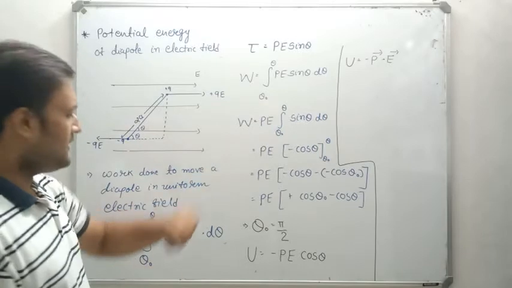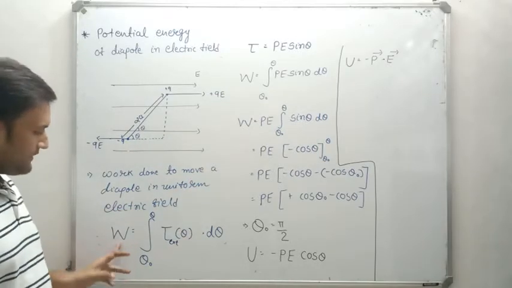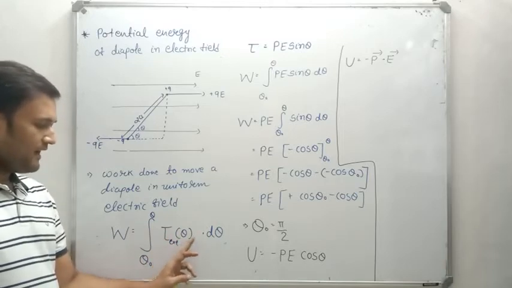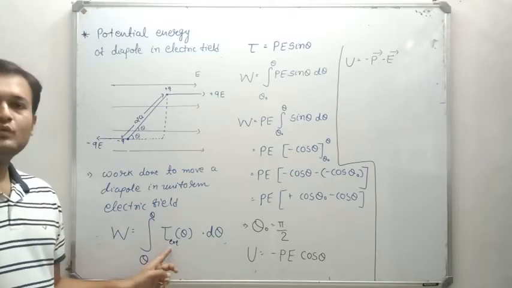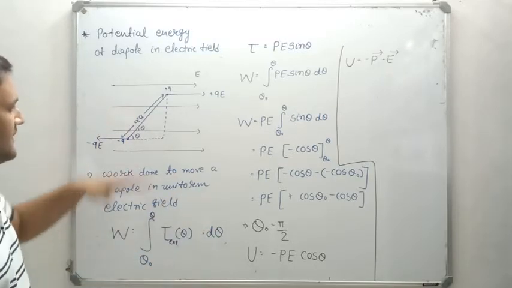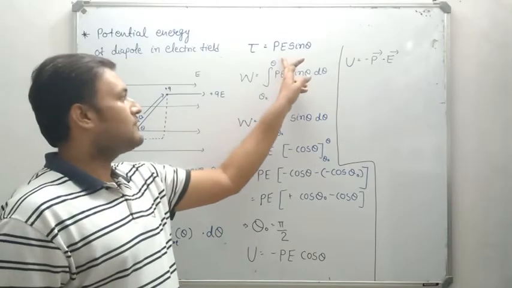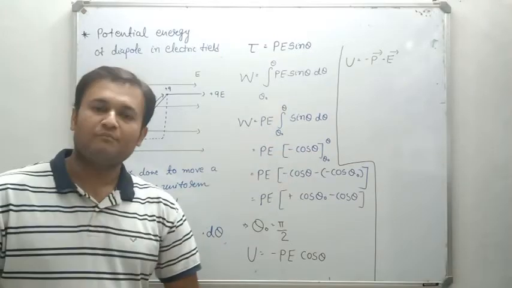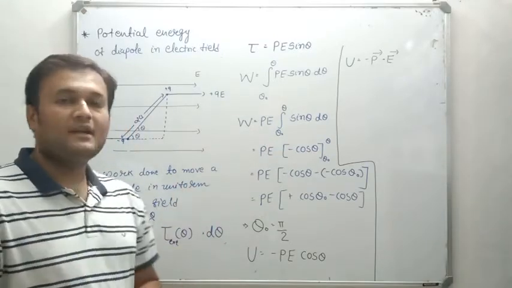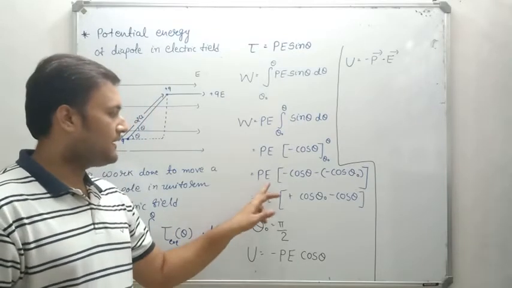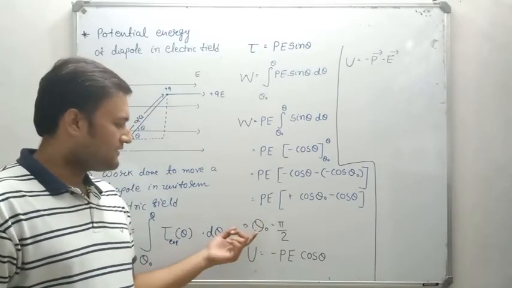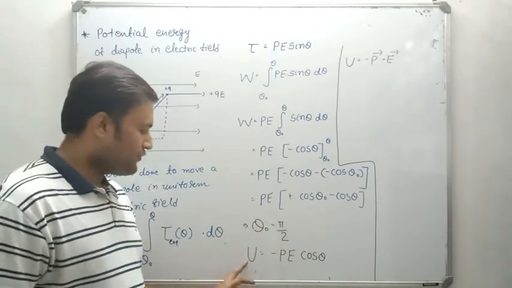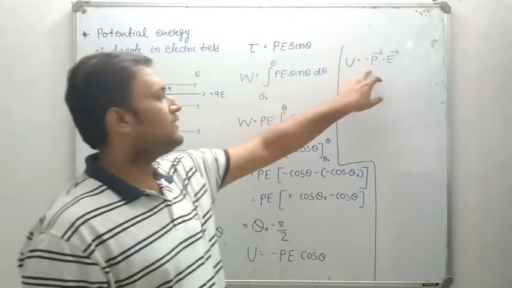We have to remember the mathematical work: W is equal to the integration of tau external into d theta. Tau is the torque and d theta is the angular displacement. Tau is equal to pE sin theta. Substitute in this equation. After that, the integration of sin theta is minus cos theta. Put the upper limit and lower limit in the equation, and lastly take theta 0 equal to pi by 2. So U is equal to minus pE cos theta, and U is equal to minus p dot E.